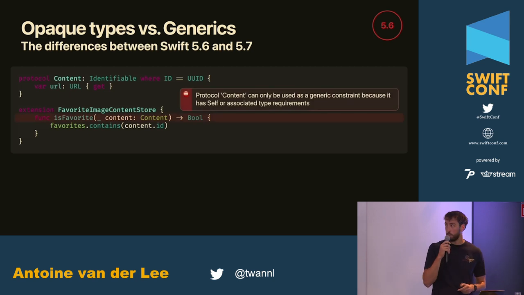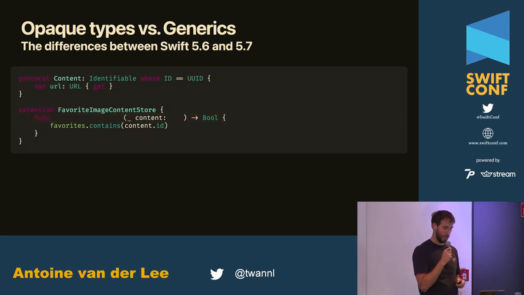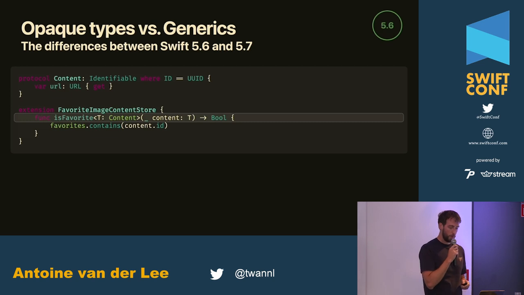In Swift 5.6, you might have seen this error coming up. And I often ran into this and thought, but why doesn't this work? It's almost the same, I just constrained it. You should be able to do this. And they literally did in the WWDC session, because it now just works. Which I'm super happy with.